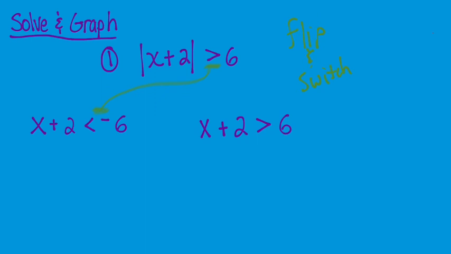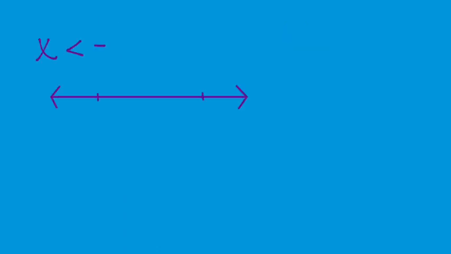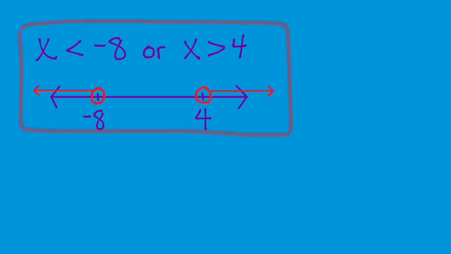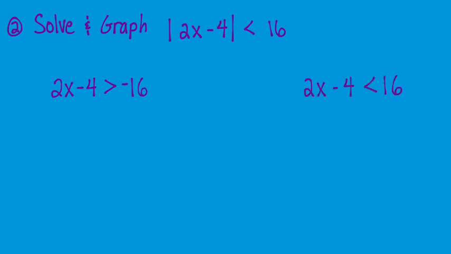Now we can solve our 2, and we can graph them. Now here's another little hint as well. We can see that this says it's less than, so we know this will be a less than, but first I'm going to flip and switch to do the negative version and the positive version.